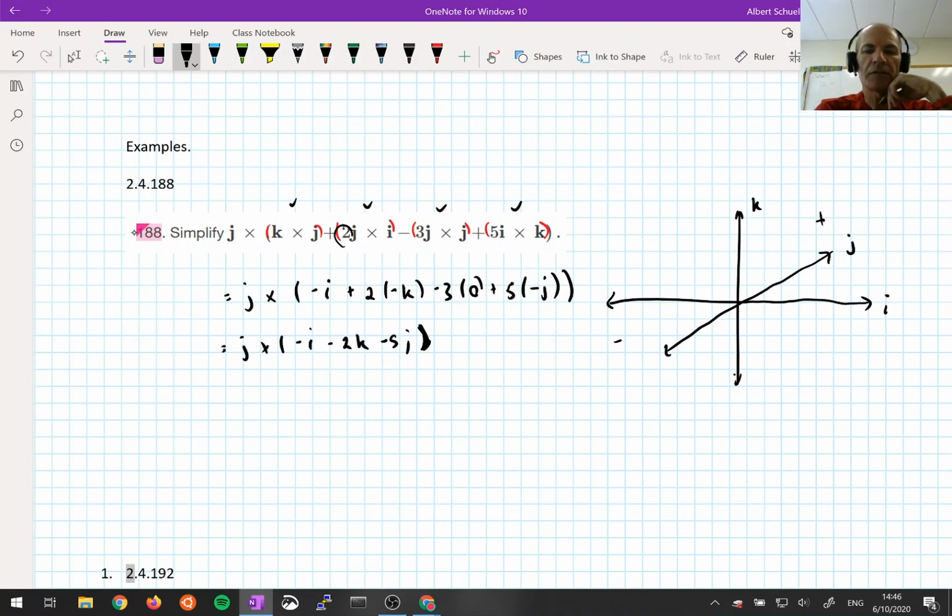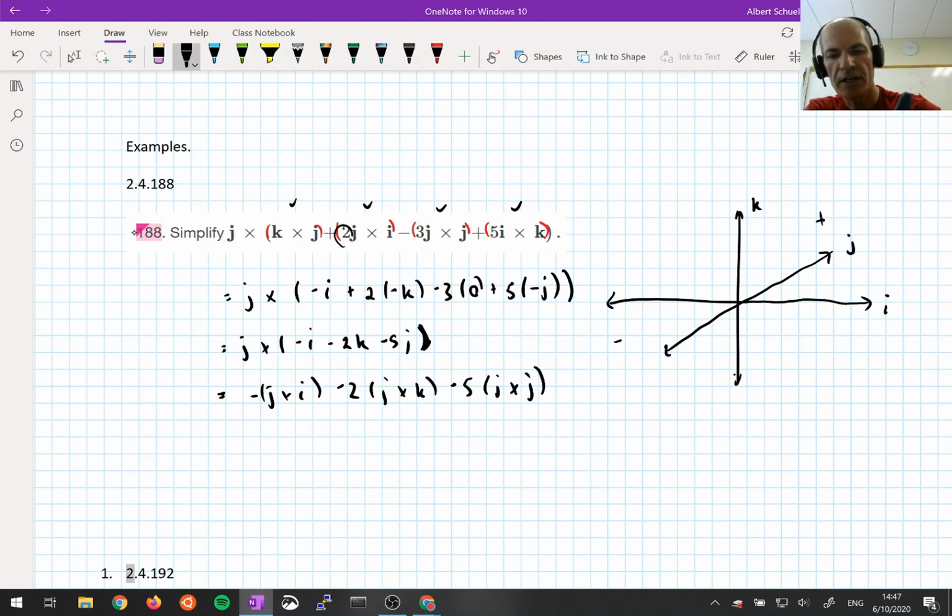All right, we want to now finish the cross product. Remember that the cross product distributes across addition. So I can write this as negative J cross I minus 2J cross K minus 5J cross J, like that.